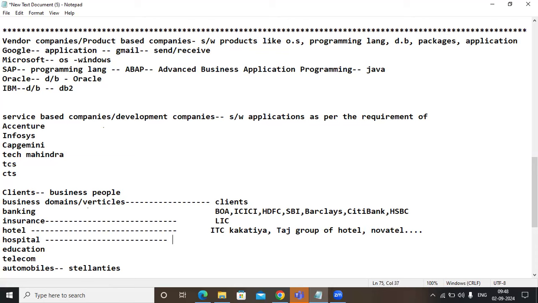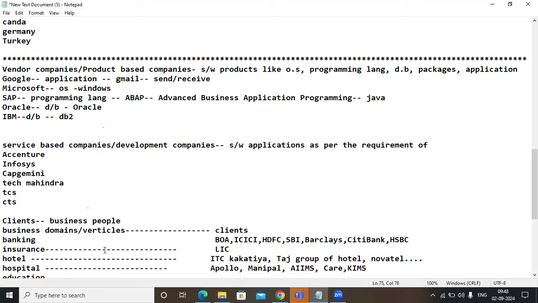Hospitals: Manipal, Apollo, All India Institute of Medical Sciences in Delhi, Care Hospitals, KIMS Hospitals. There are so many hospitals.